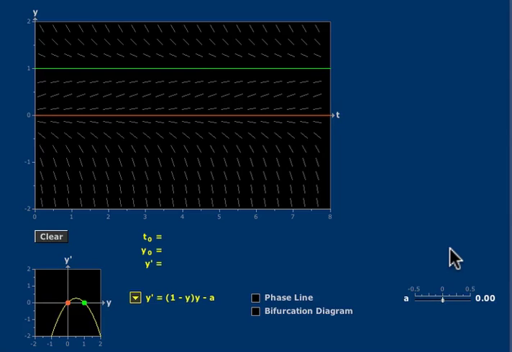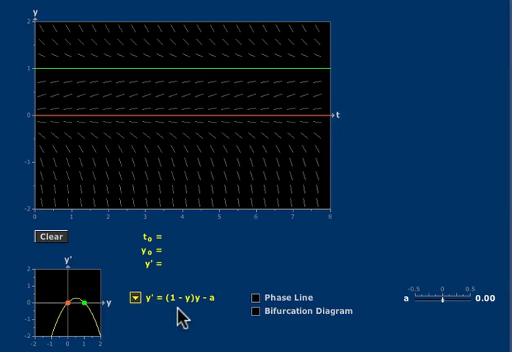The phase lines mathlet helps us to understand the behavior of nonlinear autonomous equations. The large graphing window shows a direction field. The horizontal axis is t, and the vertical axis is y. As you see, the direction field is independent of t. This is the significance of an autonomous equation.